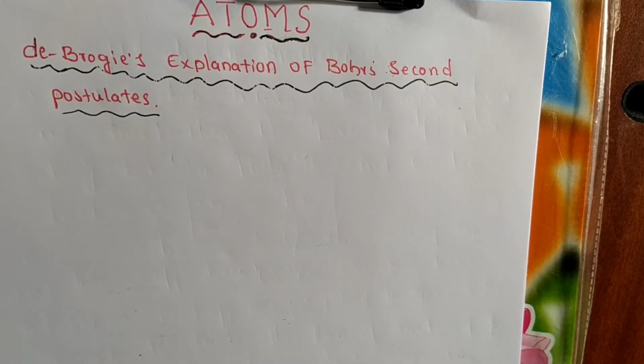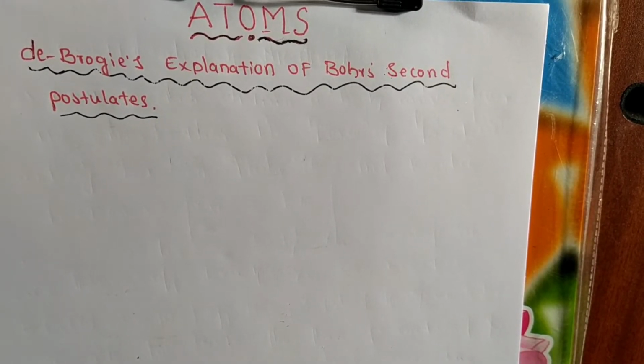Dear students, you already know the de Broglie wavelength equation, lambda is equal to h divided by m into v. By using this one equation, we have to derive Bohr's quantization condition on the basis of de Broglie wave theory. This is a very important question for 3 marks.